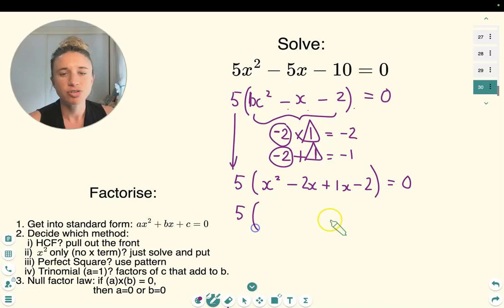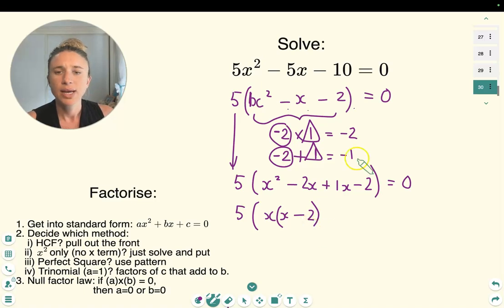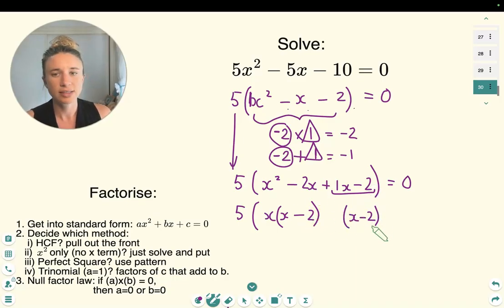Then just write the 5 straight down, and we're going to break it up and factor by grouping. X times x gives x squared take, so x times x, looks good. And then we're going to factor this one. So we know that there must be a bracket of x take 2. So I'm just going to write that. And we just need 1x take 2. So 1, that works.